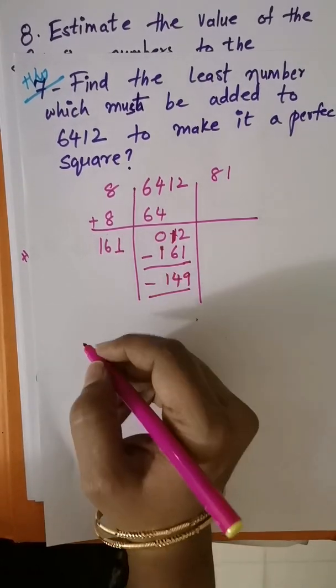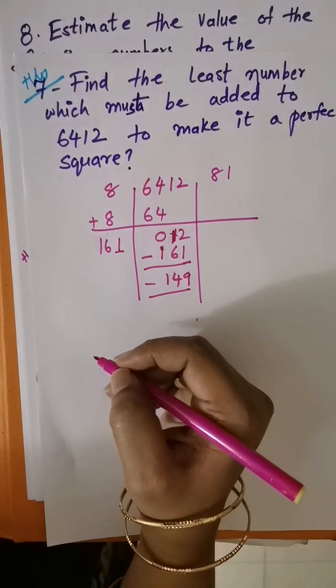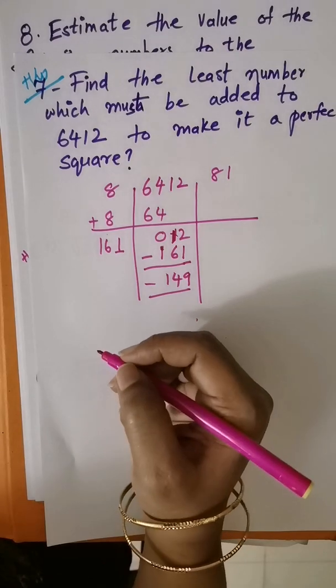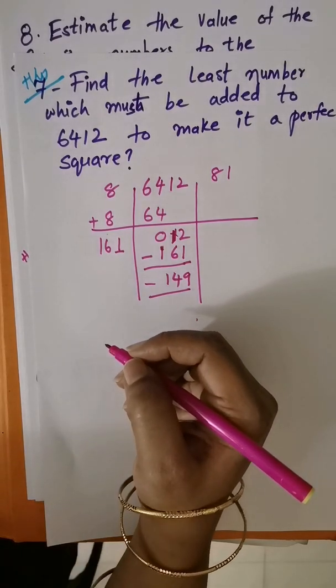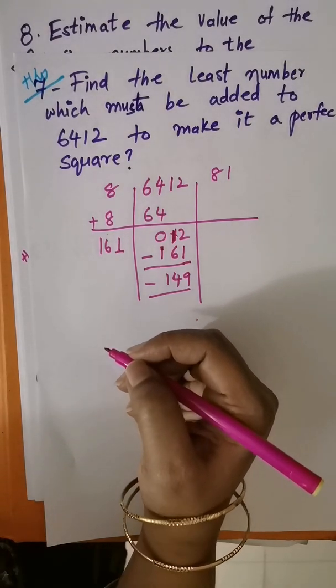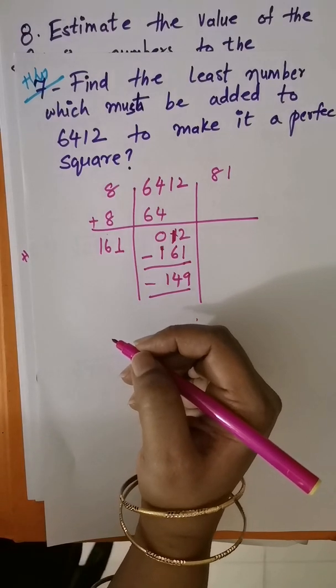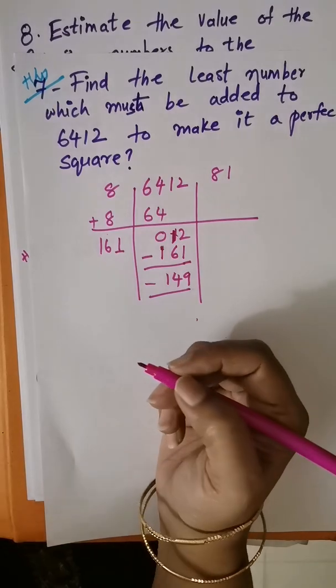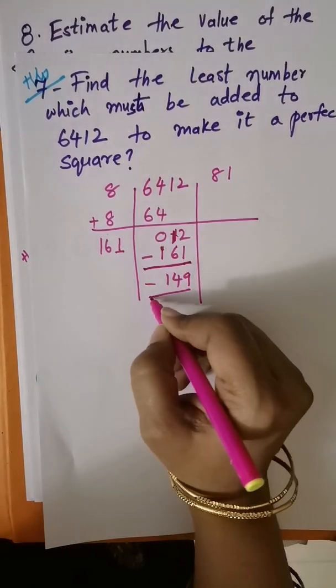So 149 should be added to 6412 to make it a perfect square. You complete the sum. After adding it, just check whether you are getting a perfect square or not. Okay children, so complete this sum.